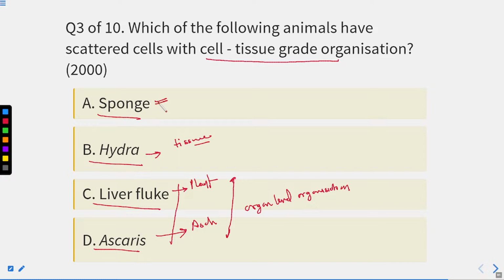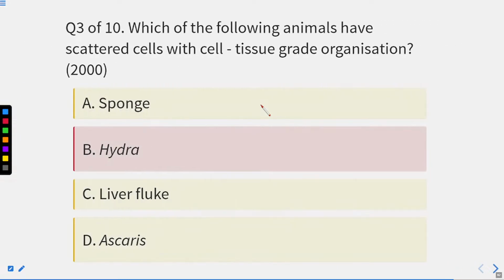The first phylum, Porifera, example sponge, has the cell level of organization, right? It is asked about the tissue level of organization. Sponges have the cell level of organization, and the cell tissue grade means well developed tissue. So hydra is the correct answer, showing the cell tissue level of organization.